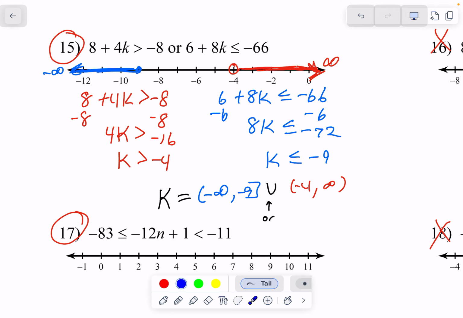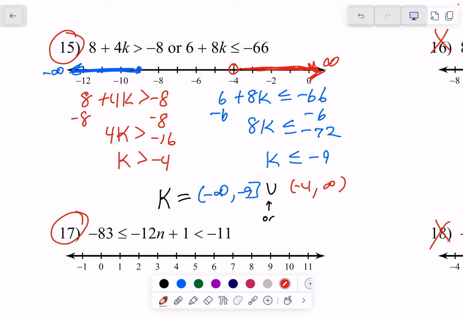And so this follows the number line. I was at negative infinity. I had to stop at negative 9. I could include it with a closed-in dot. Then I went to the right of negative 4. I could keep going to infinity. So it should follow the number line. Whether you have 2 pieces, 7 pieces, 20 pieces, it should follow the number line perfectly.